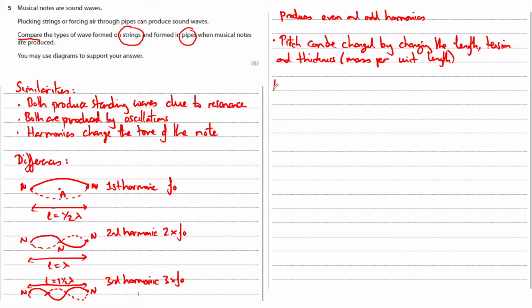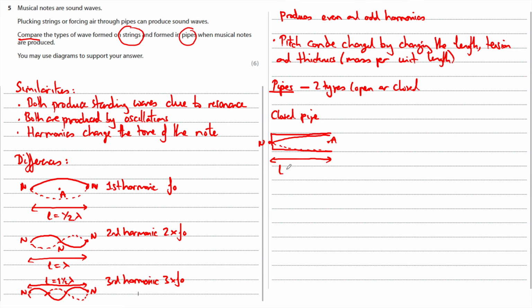So what about pipes? Of course, unlike strings, pipes have 2 different types. You can have an open pipe or a closed pipe. 2 types, open and closed. So I'm going to try here and divide this up to show you don't have to write a huge amount. First of all, I'm going to start with closed. So with a closed pipe, remember you've got a node at one end and an antinode at the other. So that is only 1/4 of a wavelength.